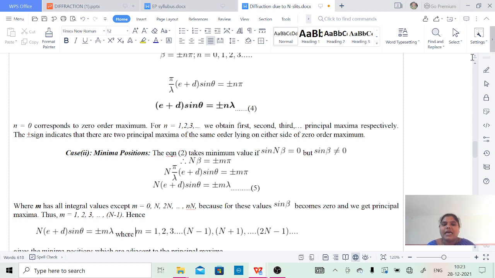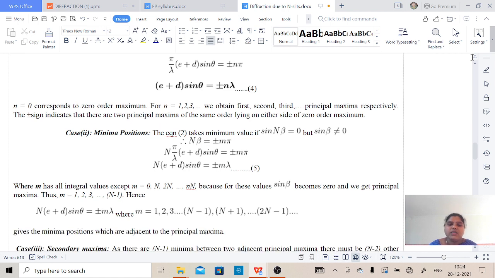Whenever the value of m equals n, here we are getting a principal maxima condition. Now we are substituting. That means where m equals n minus 1, n plus 1, there is no condition for n, and up to 2n minus 1, like that. This gives the minima positions which are adjacent to the principal maxima.